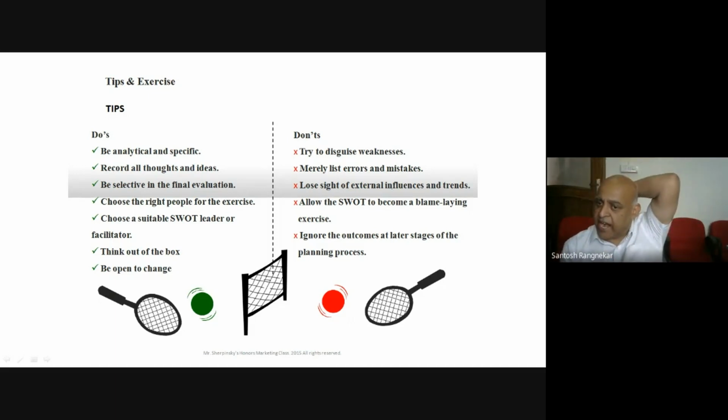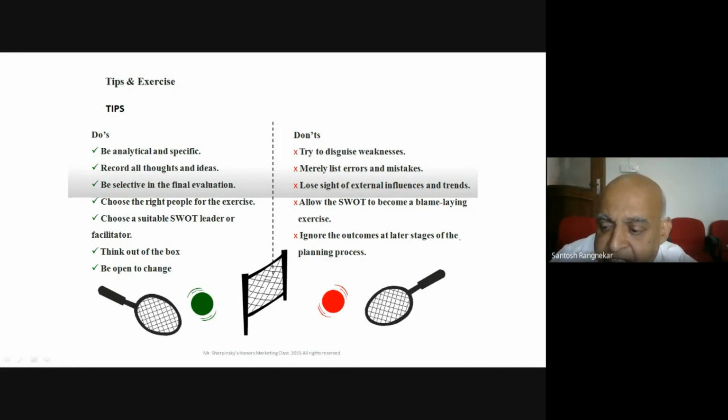What are the don'ts? Try to disguise the weaknesses, merely list errors and mistakes, lose sight of external influences and trends, allow the SWOT to become a blame-laying exercise, or ignore the documents at a later stage of the planning process. Sometimes an organization's internal politics is so high that they do not allow you. So don't get disheartened when you make certain efforts and there is no result in the organization, because sometimes people do not allow you to do things the way you want to do them. But later on, there will be a time when you will be able to do as per your choice.